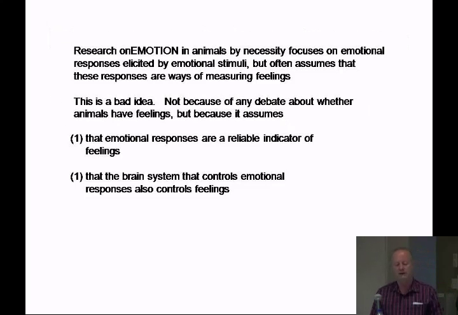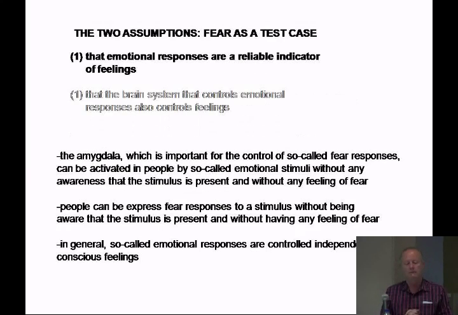Now, research on emotion in animals is by necessity focused on responses, things that you can measure, responses that are elicited by emotional stimuli, and we often assume that these responses are a way of measuring feelings. I actually don't make that assumption, and I think it's a bad idea. And the reason for that is two assumptions. One is that emotional responses are a reliable indicator of feelings, and the other is that the brain system that controls emotional responses also controls feelings. I think both of these are bad. Let's look at them.